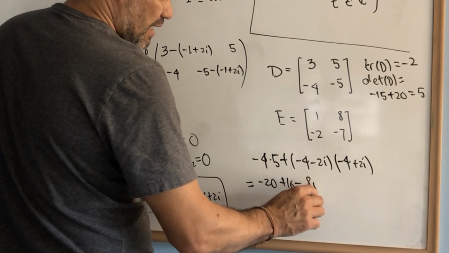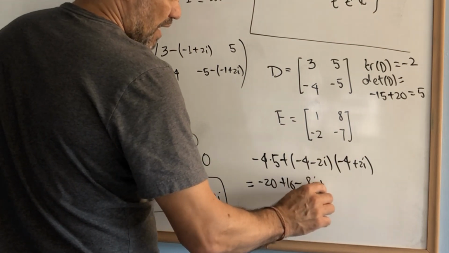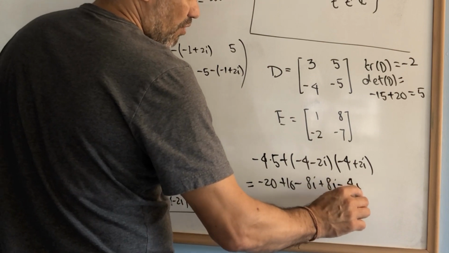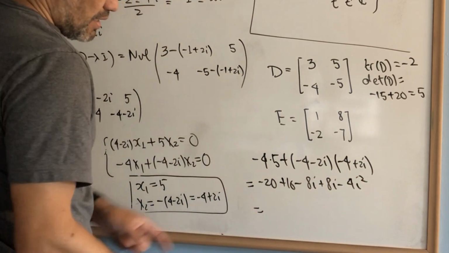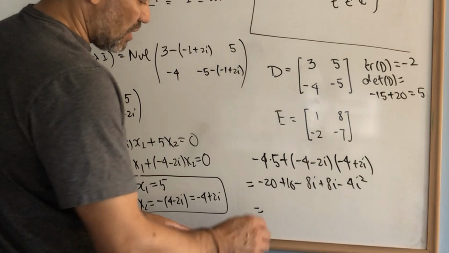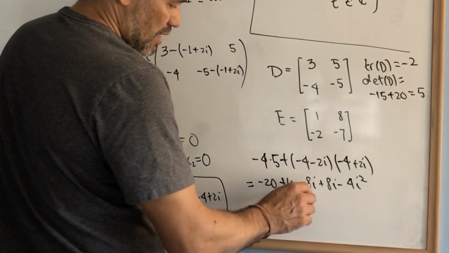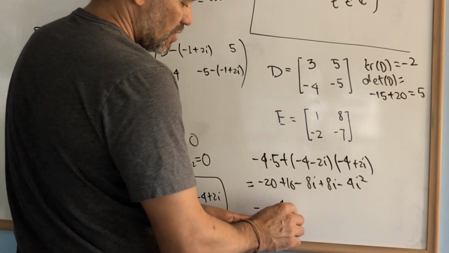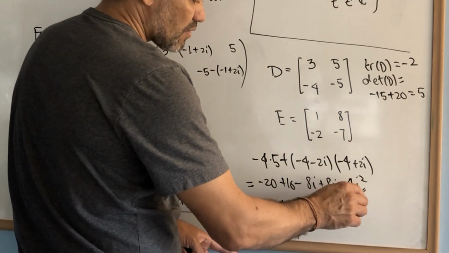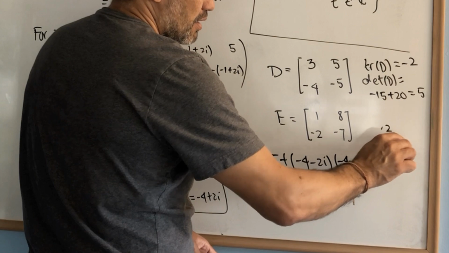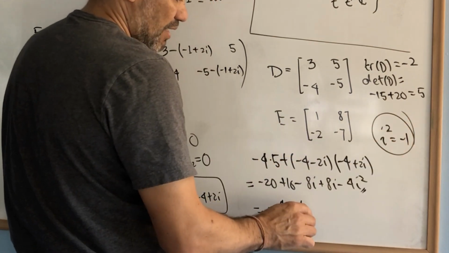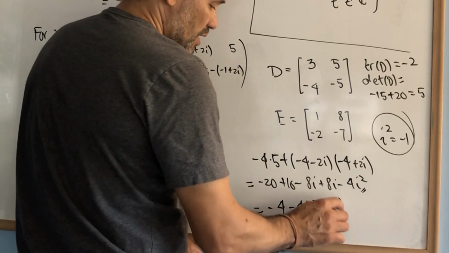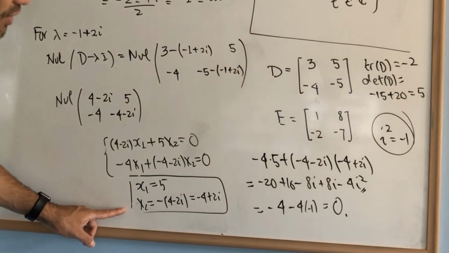minus 8i plus 8i minus 4i squared. And this is positive negative 4. These two cancel out. Negative 8i and 8i cancel out. Minus 4 and i squared is negative 1. Then we have that this is negative 1, and we have negative 4 plus 4 is equal to 0. But you don't have to check this.